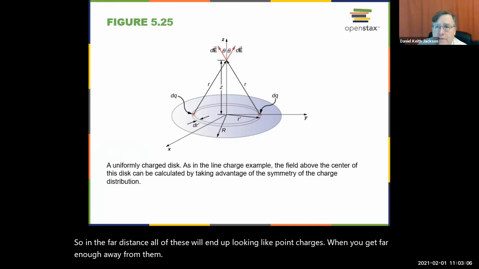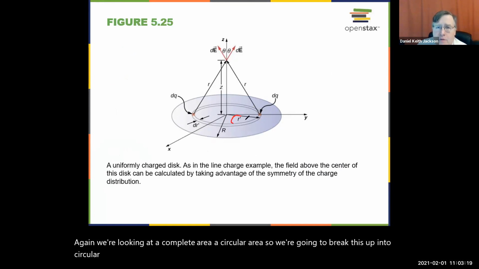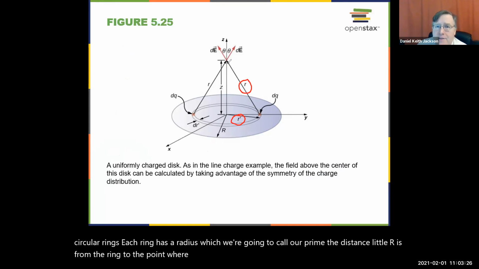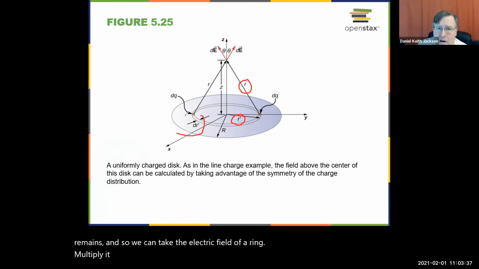The last one here is the disk. Again, we're looking at a complete circular area, so we're going to break this up into circular rings. Each ring has a radius, which we're going to call r prime. The distance, little r, is from the ring to the point we're evaluating. And as you can see, again, the x and y cancel, only the z remains. So we can take the electric field of a ring, multiply it by a thickness dr, and that gives us our increment of area, which is 2 pi r times dr.